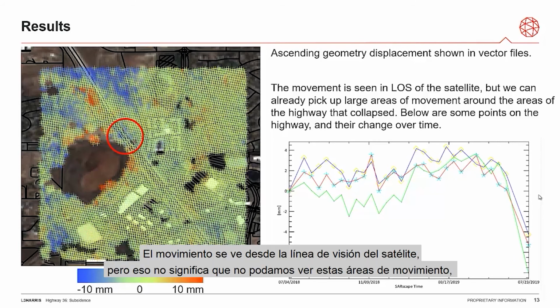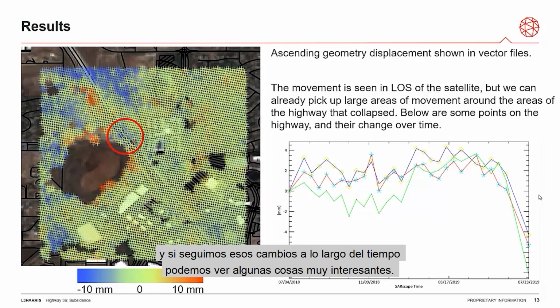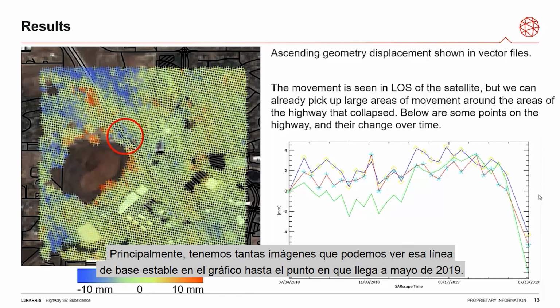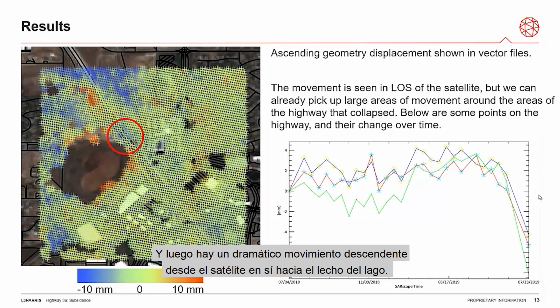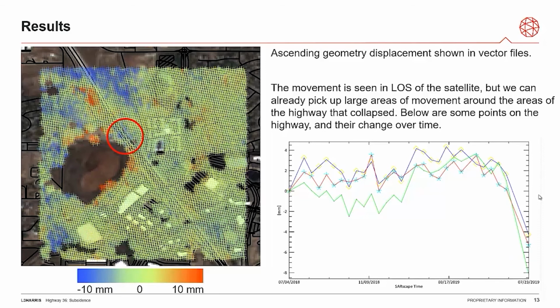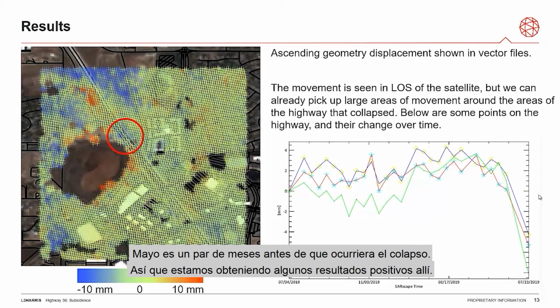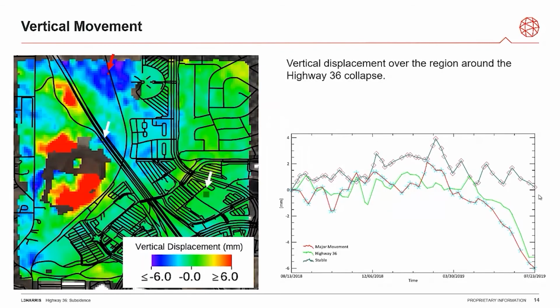So the movement is seen in the satellite line of sight, but that doesn't mean we can't see these major areas of movement, and if we track those changes over time, we can see some very interesting things. Mainly, we have so many images, we can see this stable baseline in that chart right up until it hits about May of 2019, and then there is a dramatic descending movement away from the satellite itself into that lake bed. And May is a couple months before the actual collapse happened. So we're getting some positive results there.